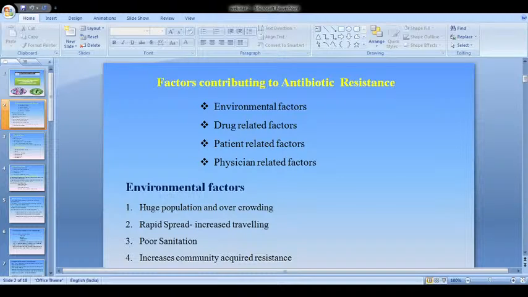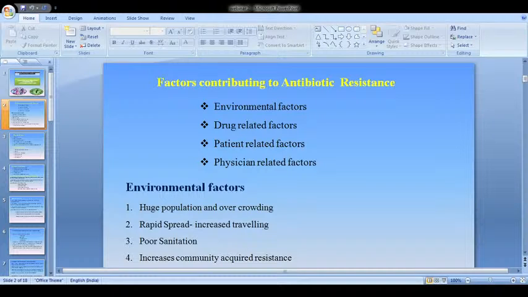In today's session, we are going to see the factors contributing to antibiotic resistance. What are the factors affecting antibiotic resistance? There are mainly 4 factors: environmental factors, drug-related factors, patient-related factors, and physician-related factors. So these 4 factors affect antibiotic resistance. First of all, we can see the environmental factors.